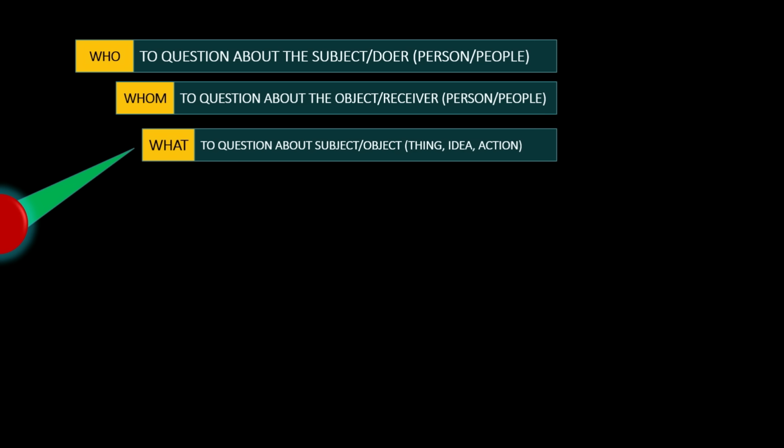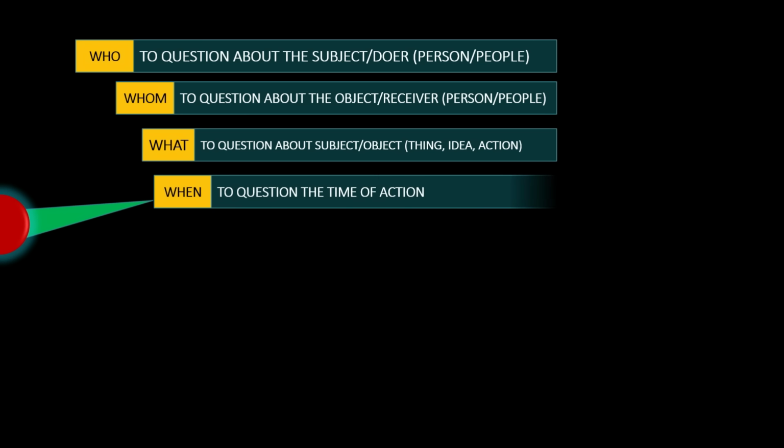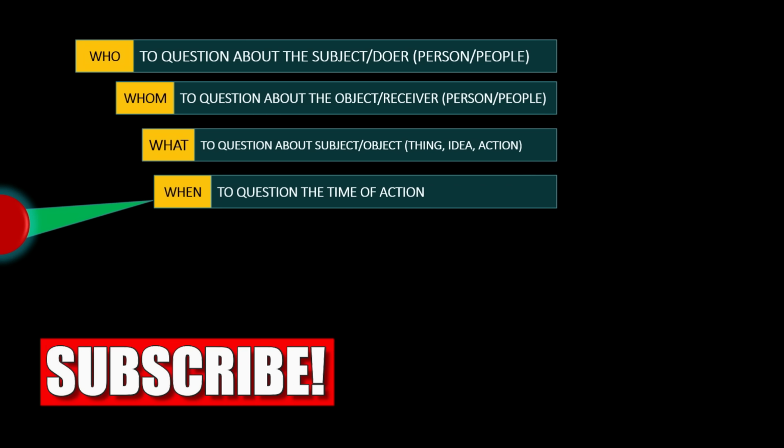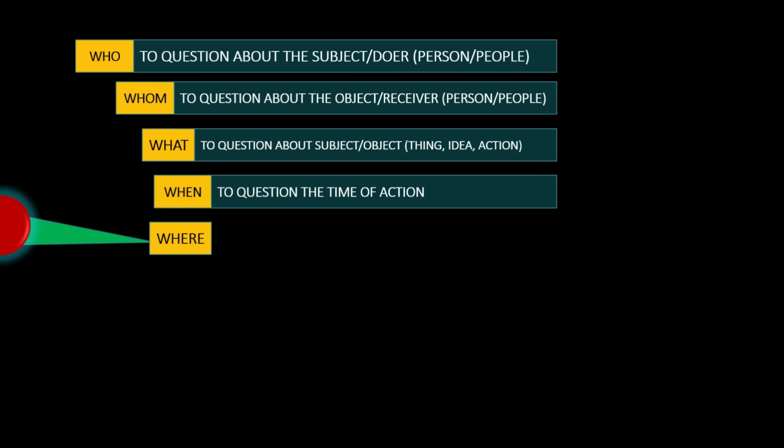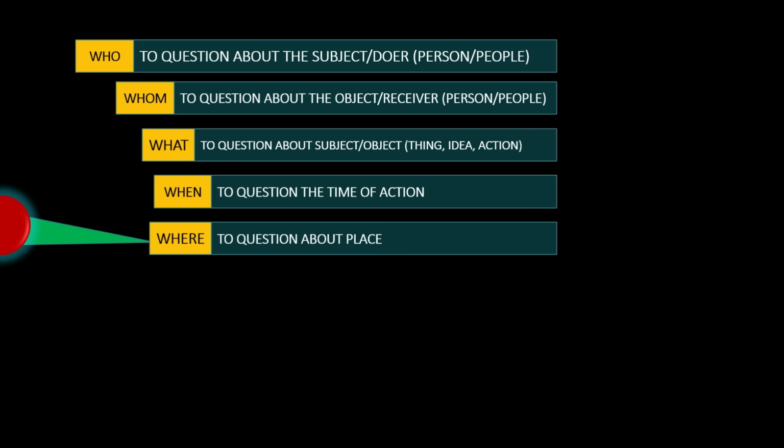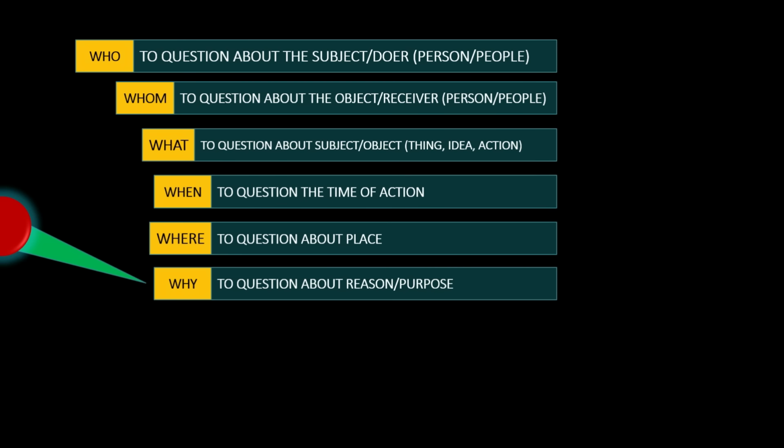We use what to question about subject or object. Now this subject or object can be a thing, an idea, an action. We use when to question the time of action. Very easy. We use where to question about place. And we use why to question about reason and purpose.